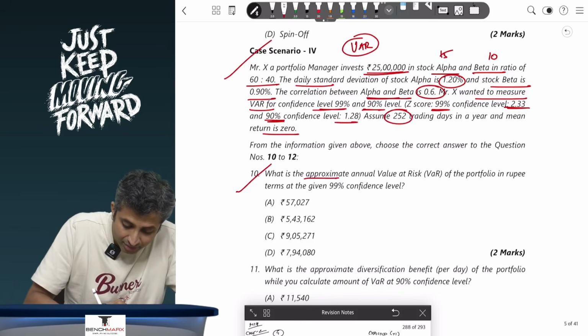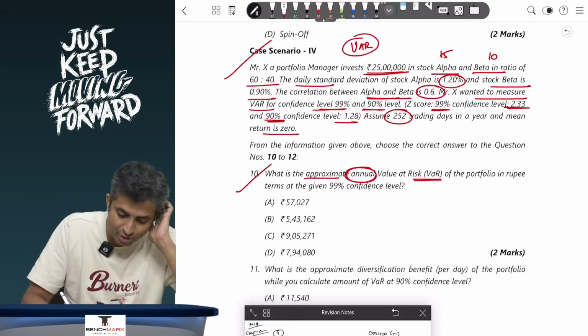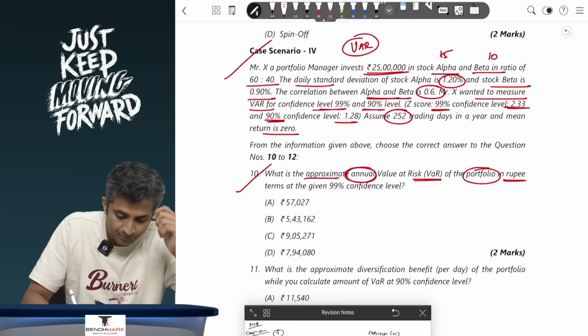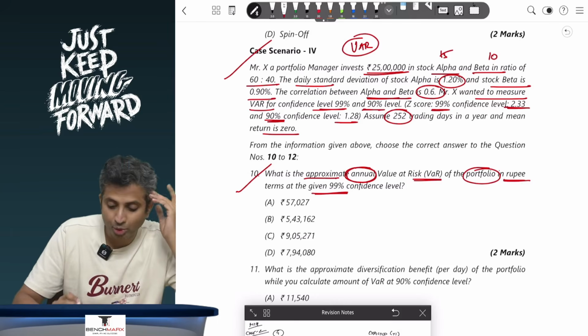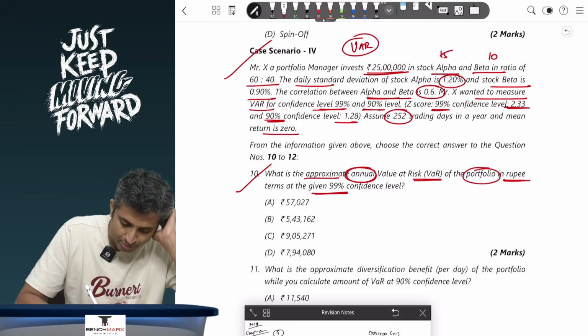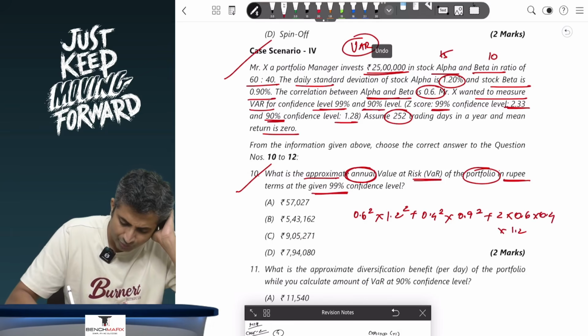What is the approximate annual value at risk? Not 1 day, 10 day, 4 day. You are asked annual value at risk for the portfolio in rupee terms at 99% interval. So for this, you first need to calculate the portfolio standard deviation, which is probably 60% into 1.2 squared plus 40% into 0.9 squared plus 2 into 0.6 into 0.4 into 1.2 into 0.9 into the correlation of 0.6.